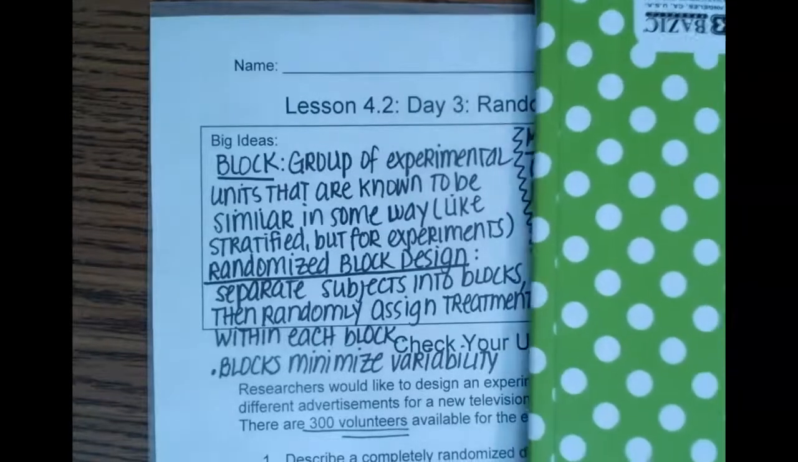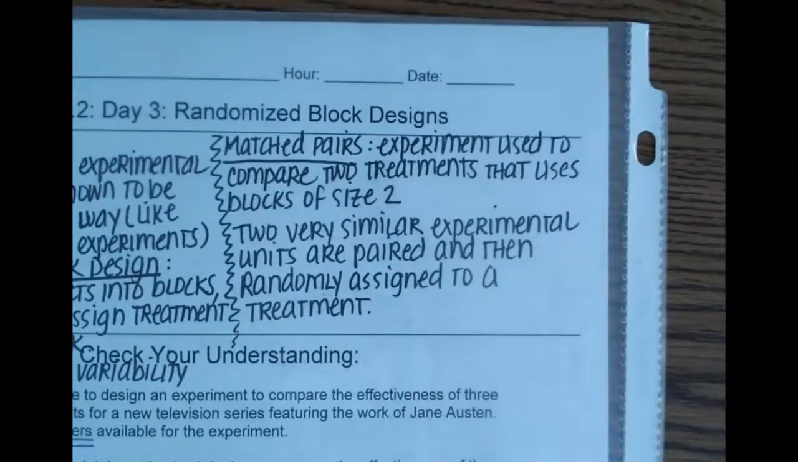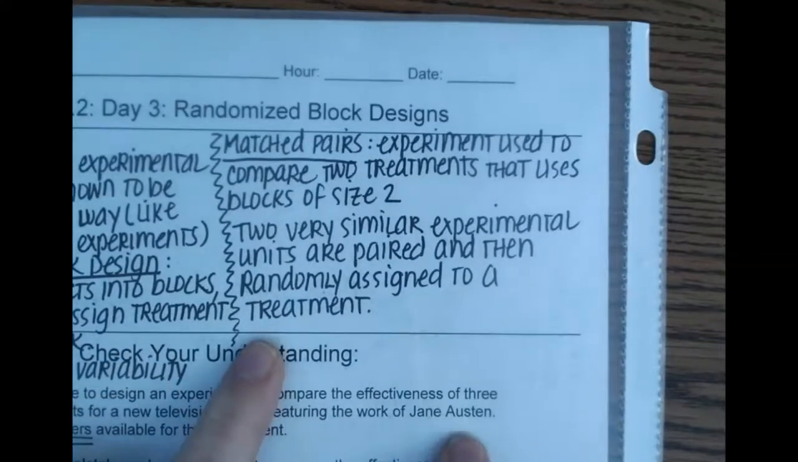Then we have our matched pairs experiment. So matched pairs experiments are used to compare two treatments, and it uses blocks of size 2. And so we were taking the two people with the same GPA, we're saying that was a block, and we're just randomly assigning out of that. You have two very similar experimental units that are paired and then randomly assigned to a treatment.